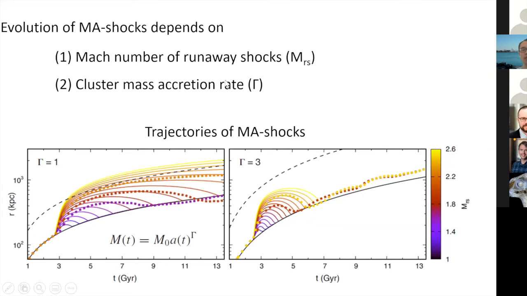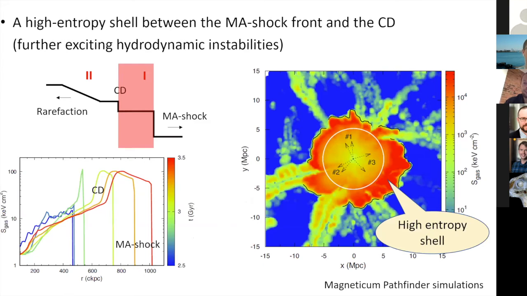parameters. One is the Mach number of runaway shocks. The other is the cluster mass accretion rate. So generally, most of the MA shocks could survive for a few gigayears in galaxy clusters, which means most of the strong shocks we observed at the boundary of galaxy clusters are actually the MA shocks rather than the ordinary accretion shock.